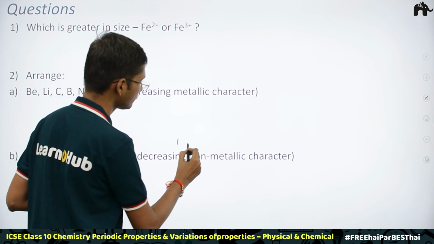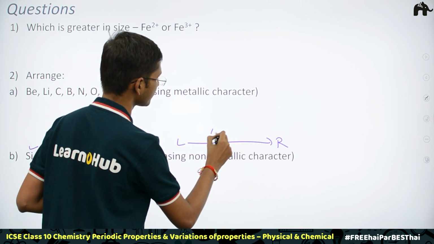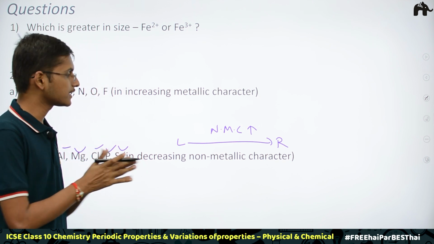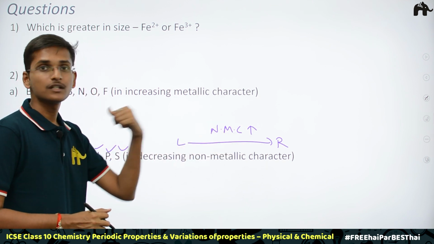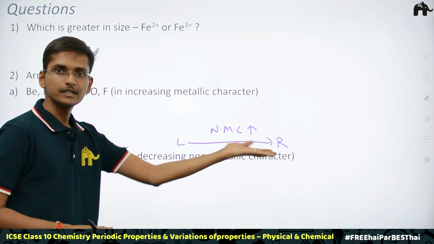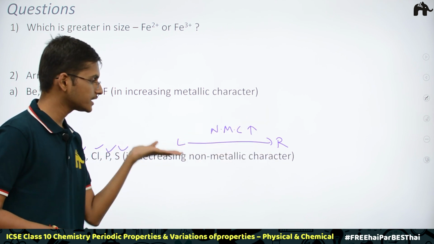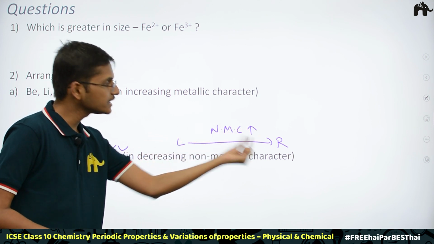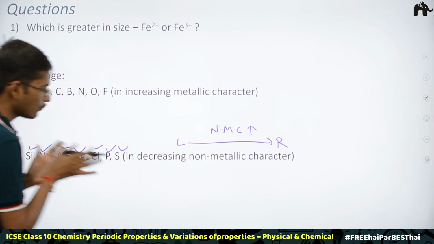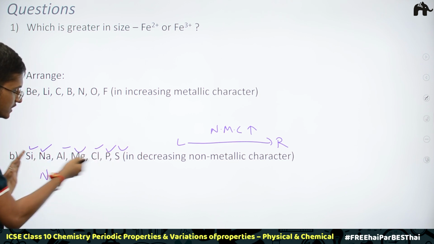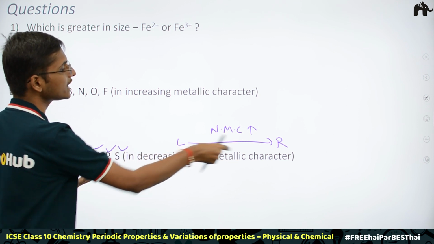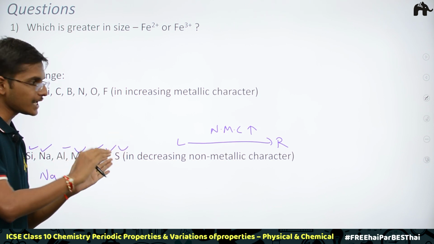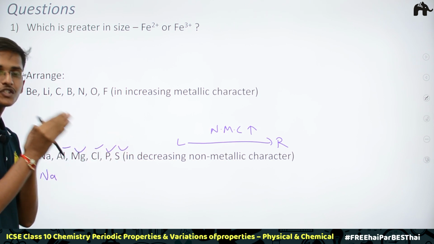When we move from left to right in a period, non-metallic character increases. I have already told you the trick. Here there are metals, here there are non-metals. On this side non-metallic character is more, here it is less. So from less to more means increasing. They are asking us to arrange in decreasing non-metallic character, so the last element should have the least non-metallic character.